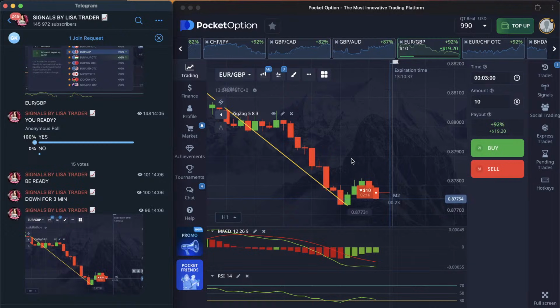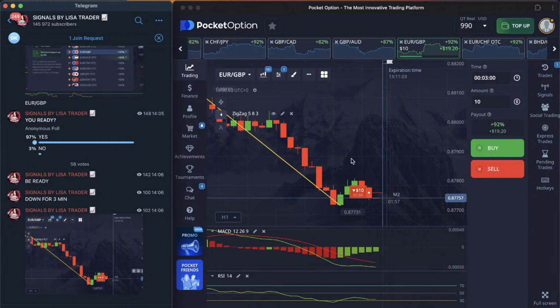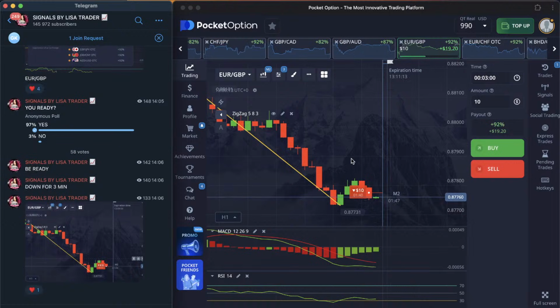Let's wait here. Wait, it's going pretty well. So now I'm only checking the comments because I was more focused on opening a trade. So let me check that.